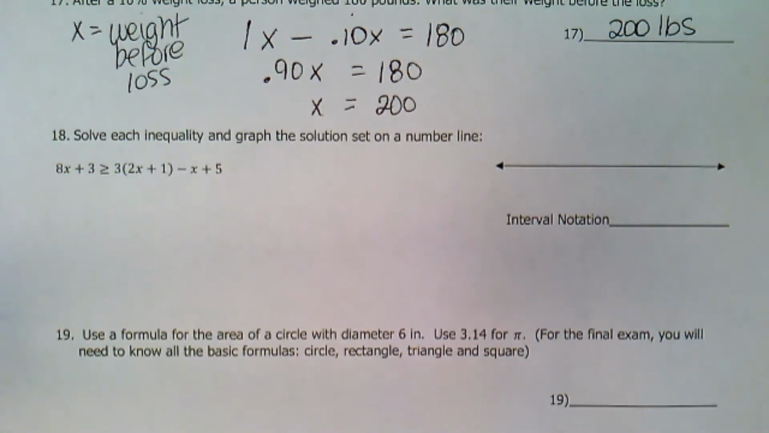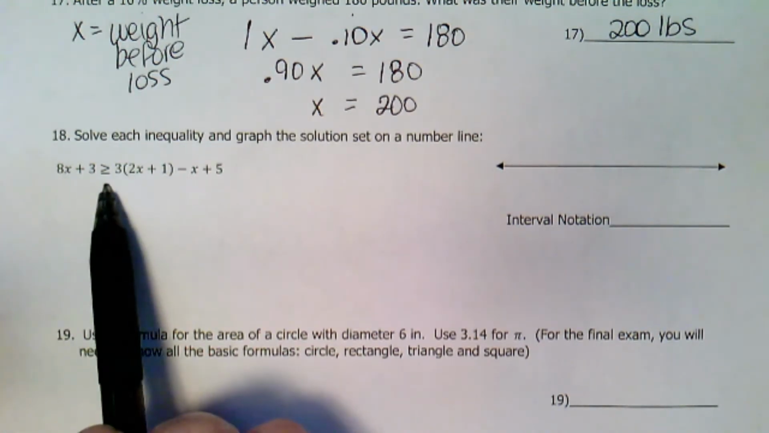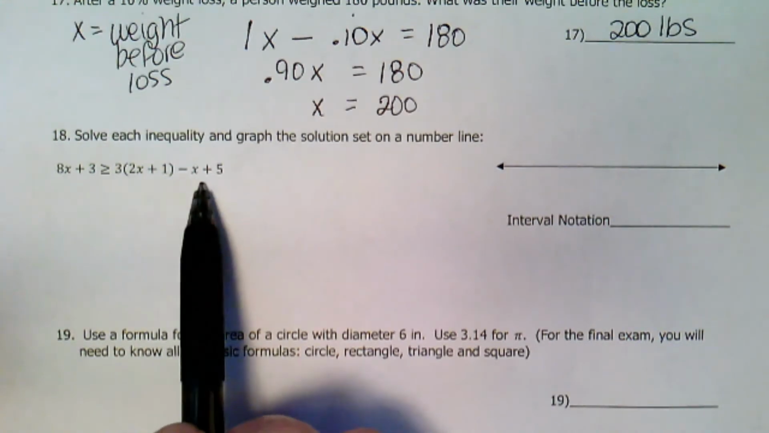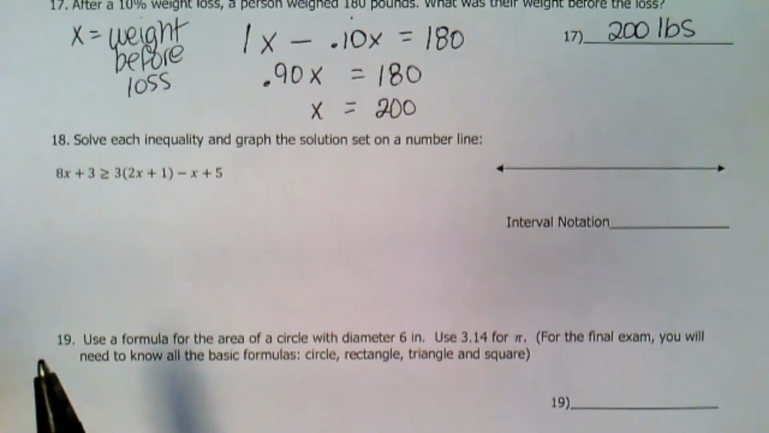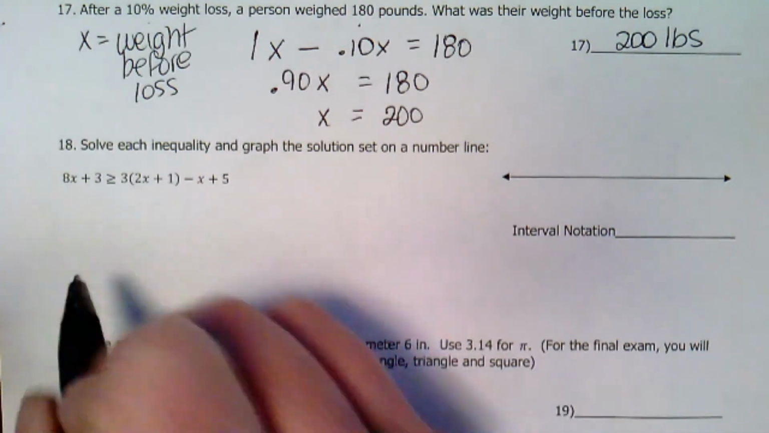Alright, number 18, solve each inequality and graph the solution set on a number line. So we get this 8x plus 3 is greater than or equal to 3 times the quantity 2x plus 1, take away x plus 5. So just like an equation, you want to simplify it the best you can before you start solving for each side, or taking things on each side.